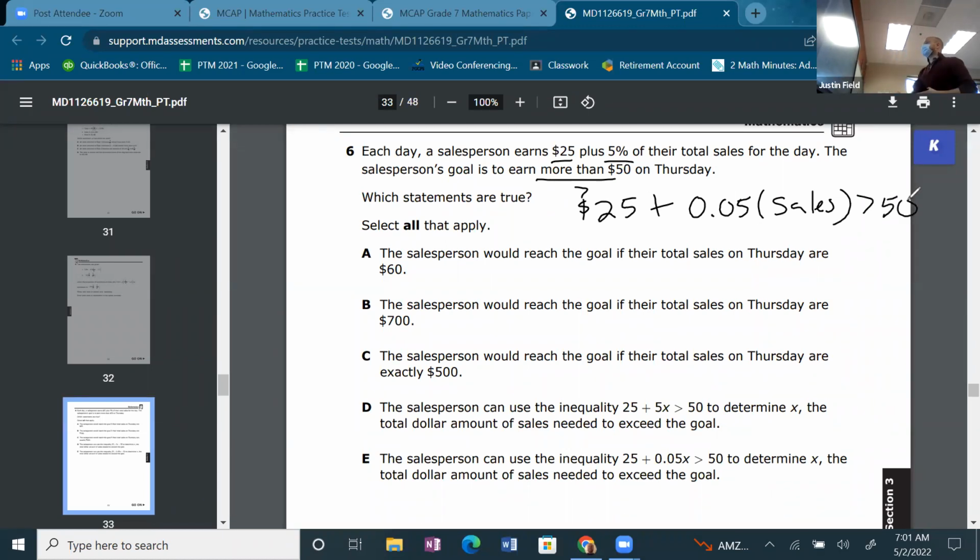So the salesperson would reach their goal if they, so you know what we need to do? We need to solve this, right? We need to solve this for X. So if we subtract 25, we get, and if we just make that X, and now we just need to divide.